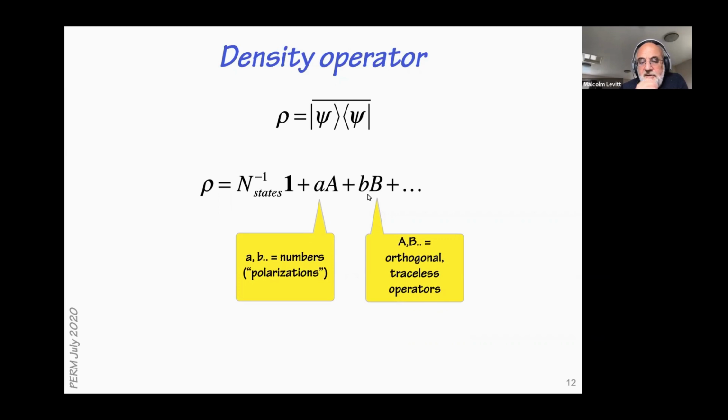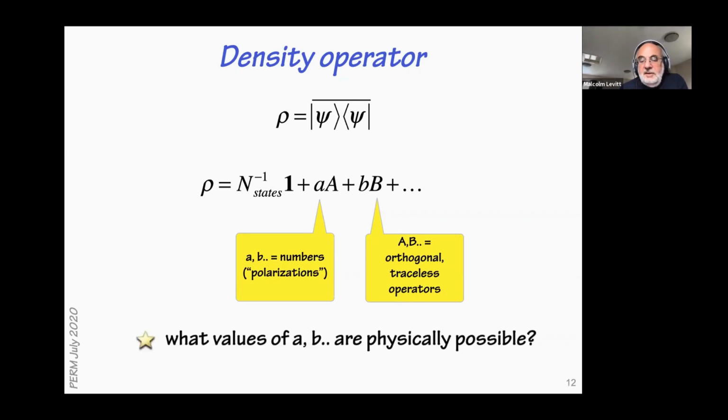The question which I want to ask now is a very basic one, really, which is basically what numbers A, B, C, and so on are actually possible physically. So we're not talking here about what you can actually attain in a given experiment. We're talking here about what you can attain in any possible experiment or in any possible preparation of the system.